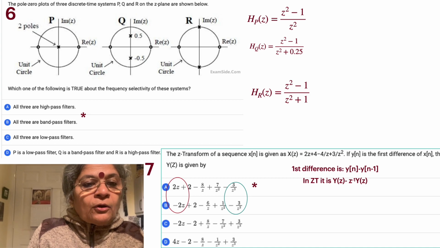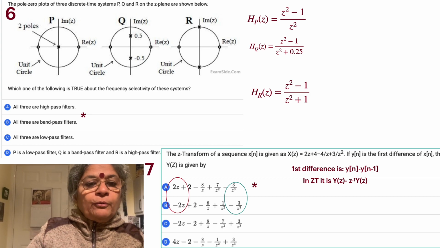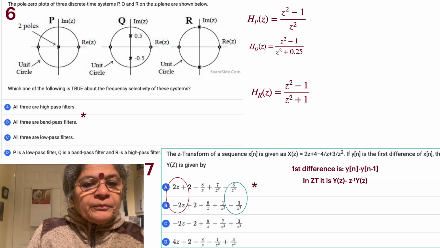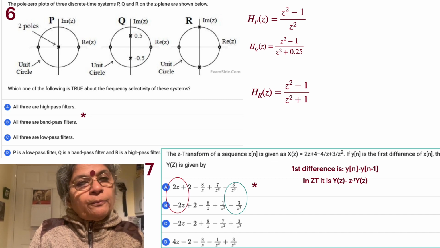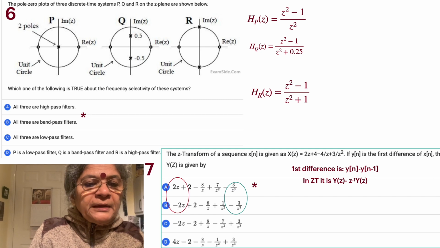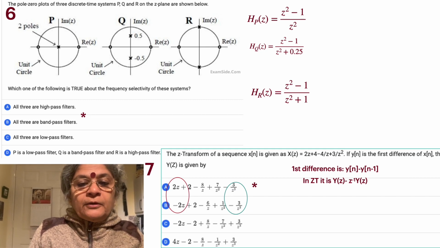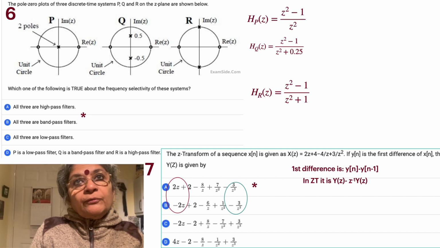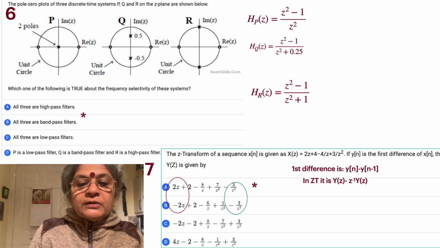What are they? All three are high pass filters? No, because there is a limitation when you are comparing the poles and zeros. All three are band pass filters? True. So we stop there. All three are low pass filters? No. P is a low pass filter, Q is a band pass. No, all of them are band pass filters. So I suppose the logic is clear. We have two poles and two zeros, complementing each other, so we have what is called a band pass filter.